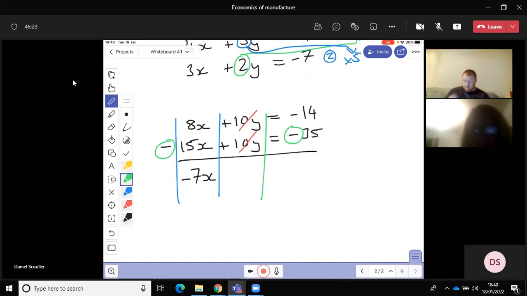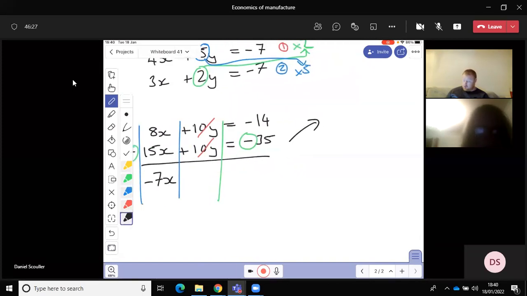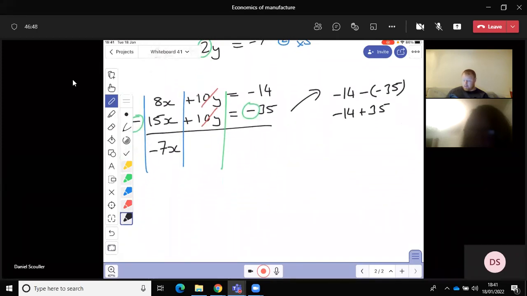So that will give us the sum minus 14 minus 35. Just be very careful of that. So it's minus 14 plus 35. Minus 14 plus 35 is going to give us 21.